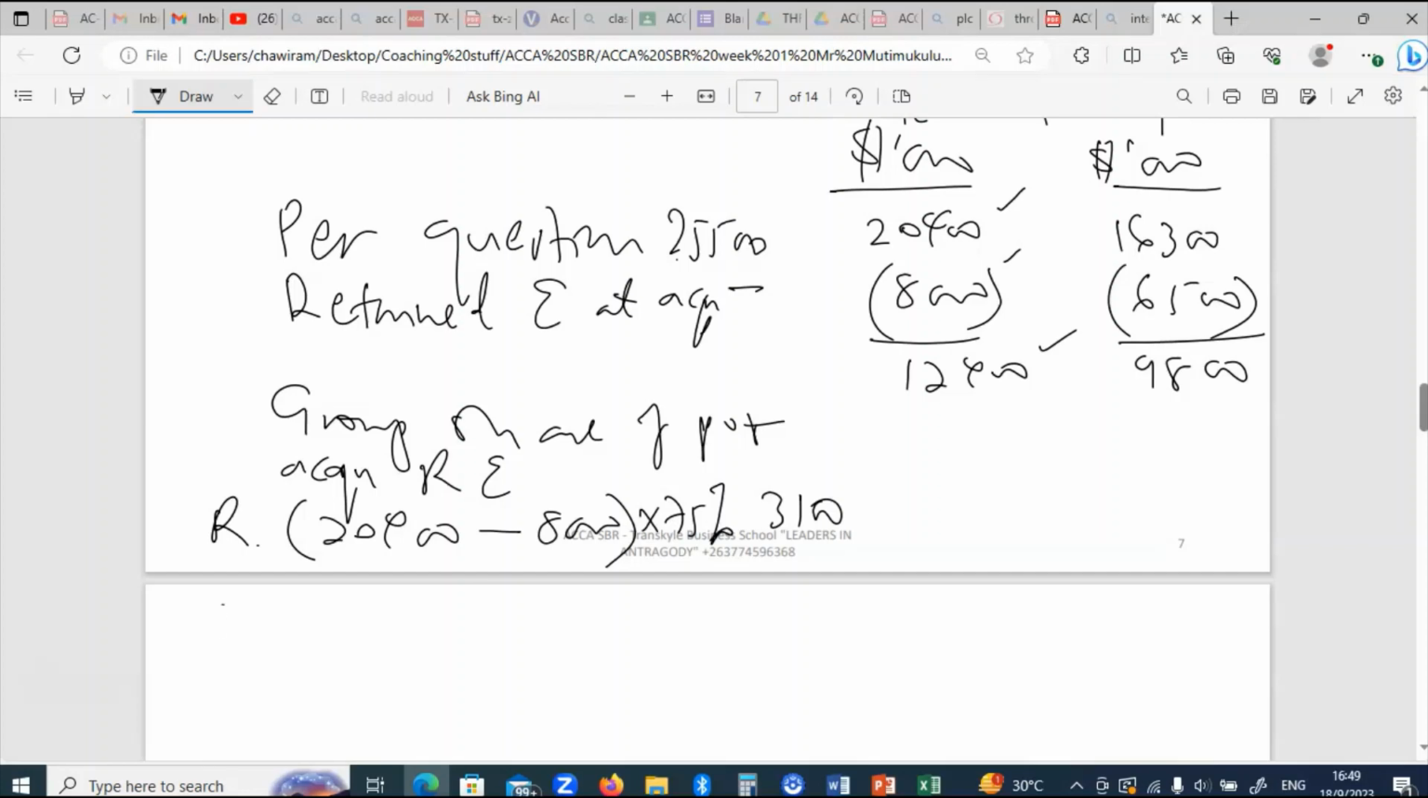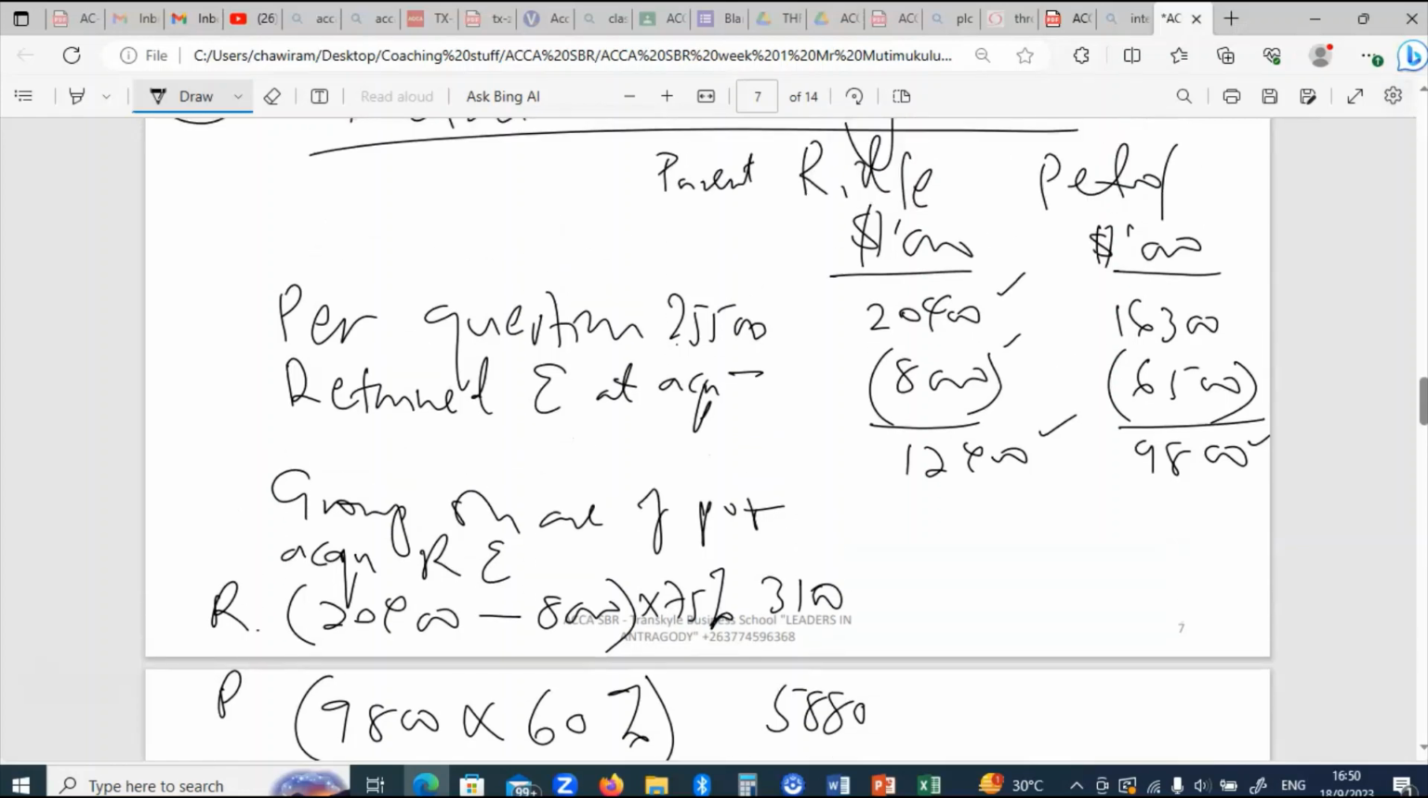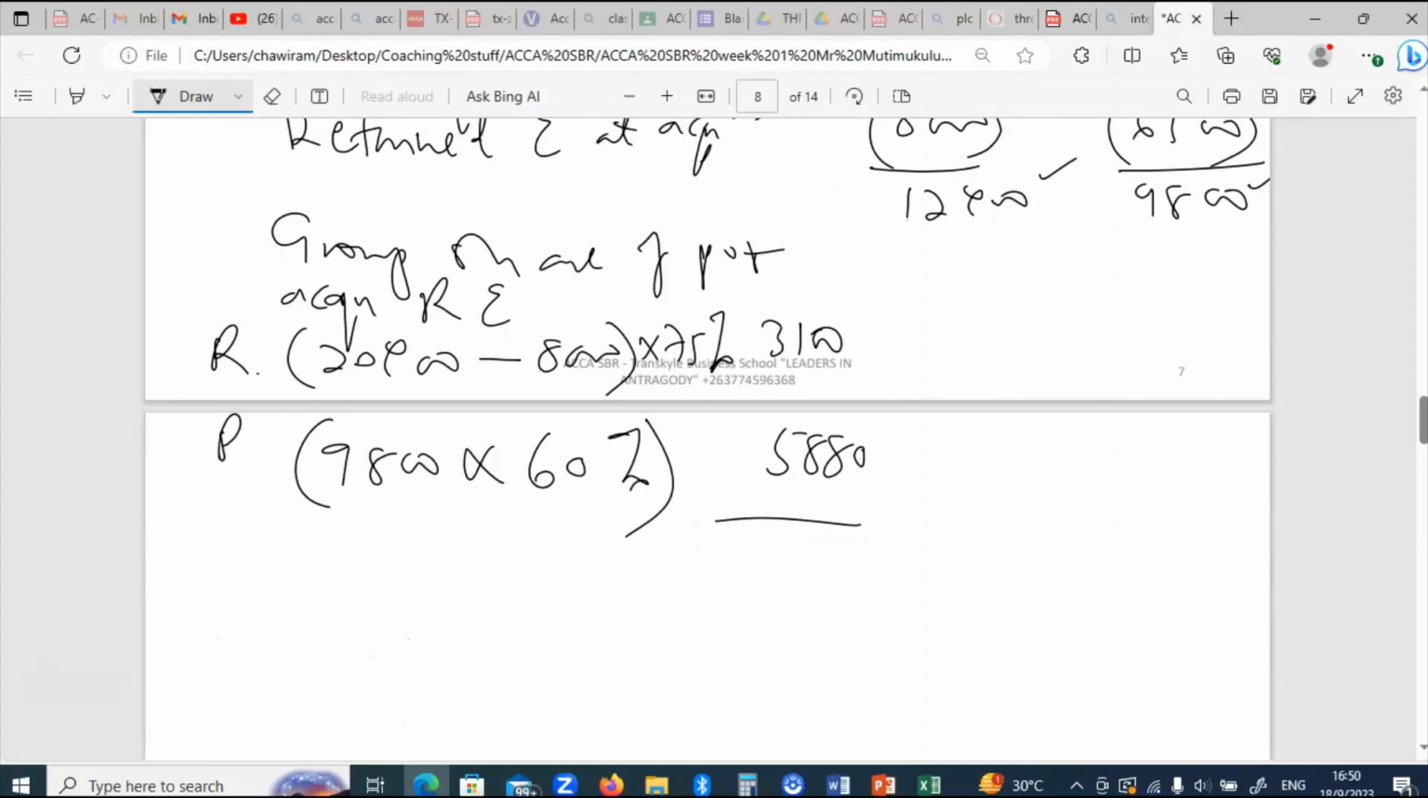Then when we come to Petrol, we just take this figure, the 9.8, multiplied by 60%. This is the 60% subsidiary. And we get 5,880. Then we have to add everything in the column of the parent, because remember, only the parent figures are going to be consolidated.